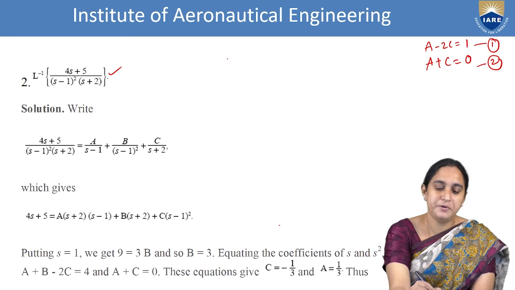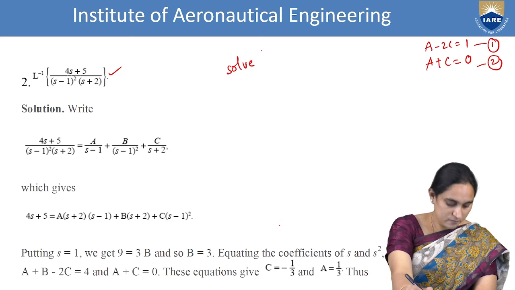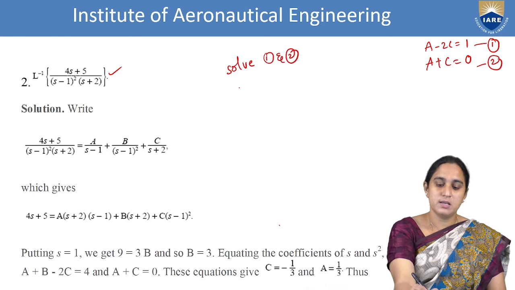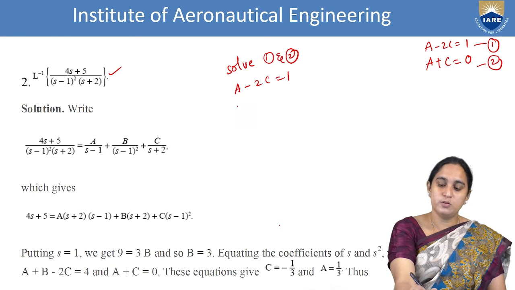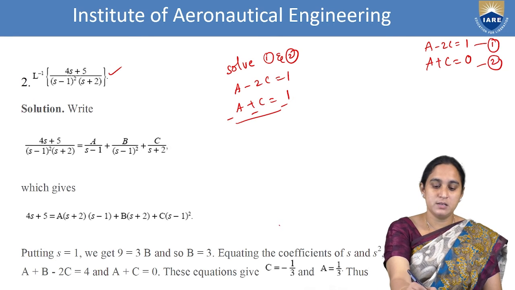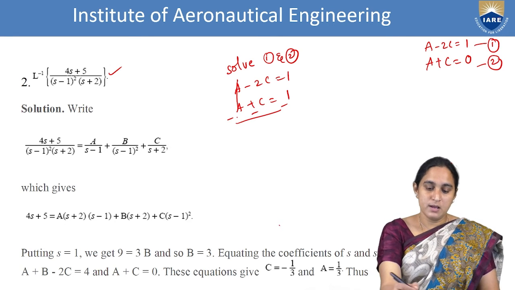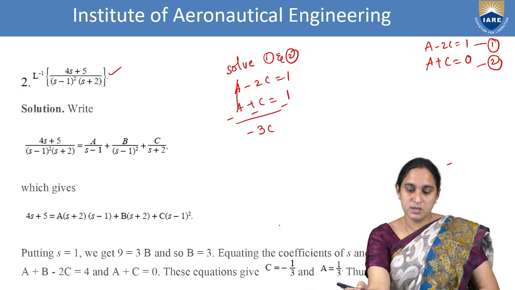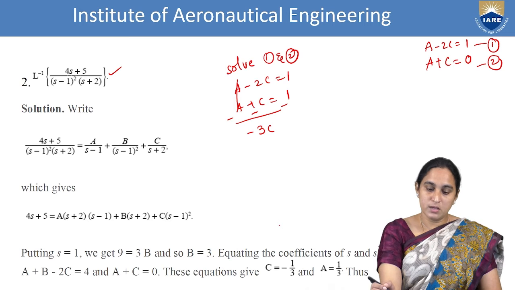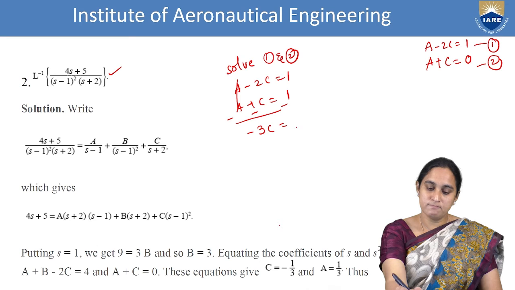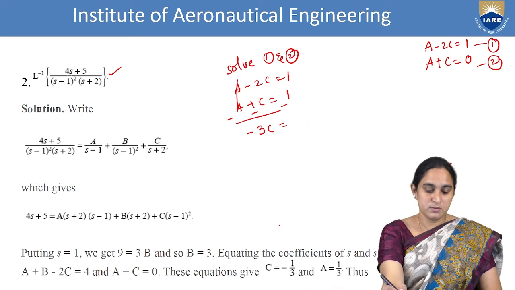Now solve 1 and 2. That is, A minus 2C is equal to 1, A plus C is equal to 0. From that, subtracting, A minus A cancels, and minus 3C is equal to 1.